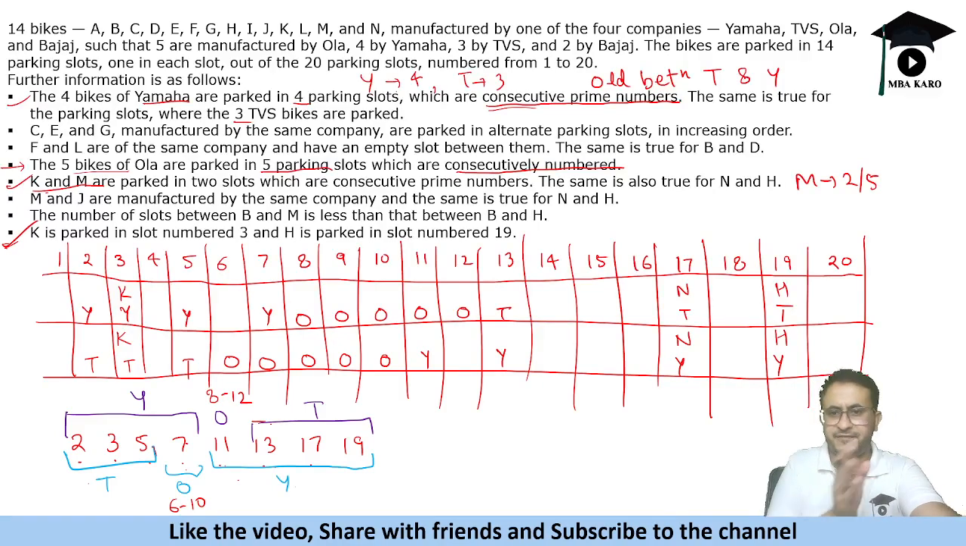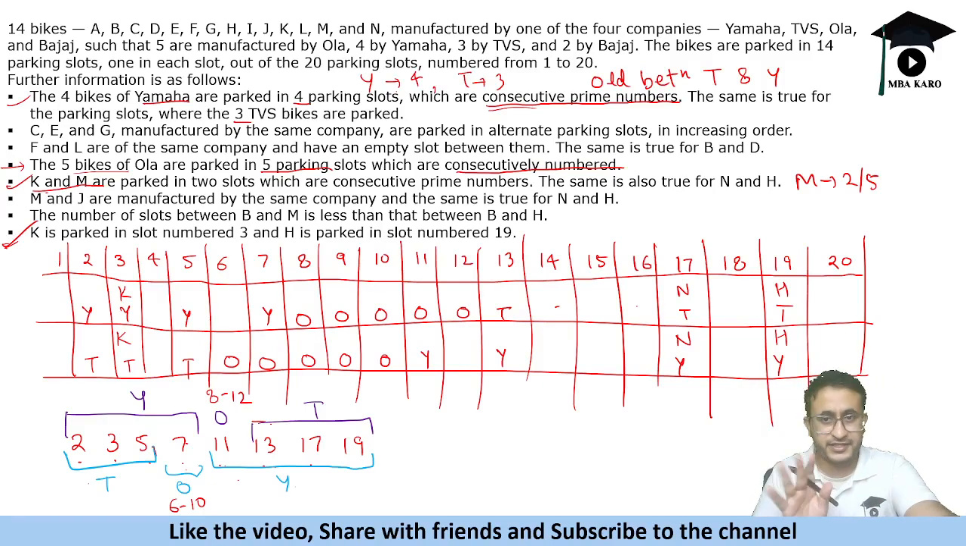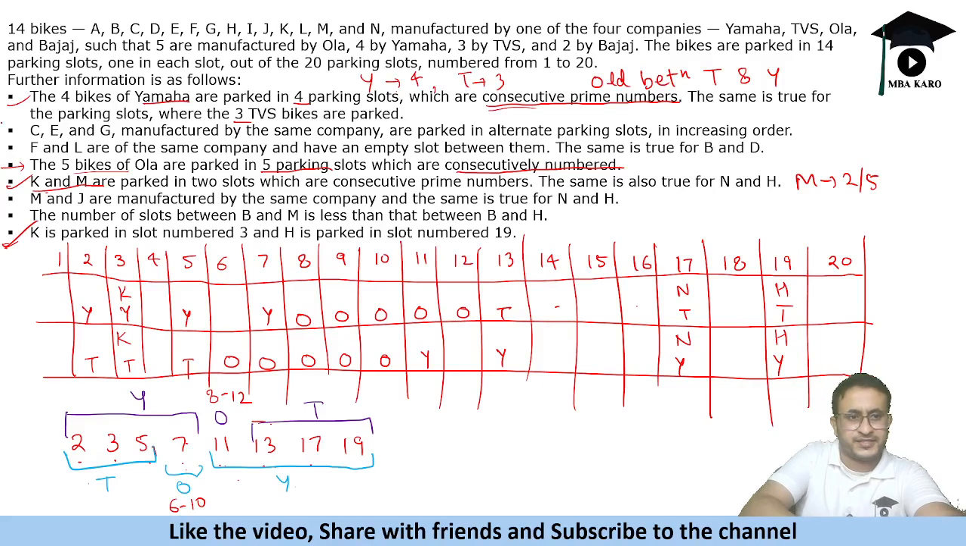Now Bajaj is left. Bajaj can be anywhere else, right? It is not given that they are prime numbers. So Bajaj can be like 14, 15, 16, 18, 20 or 5, 6. We are not given any condition for Bajaj, right? So Bajaj can be anywhere in these places. So we have put these also. So the first condition is completely filled, 2 cases.